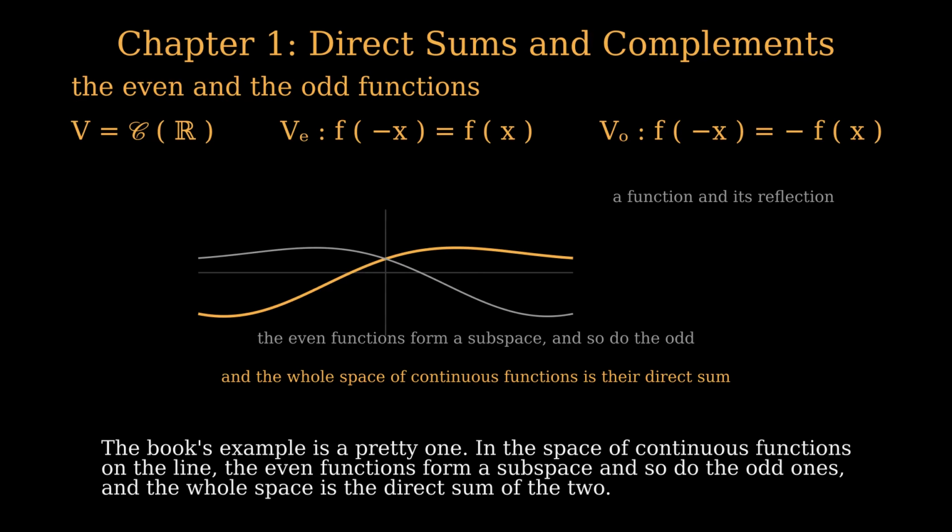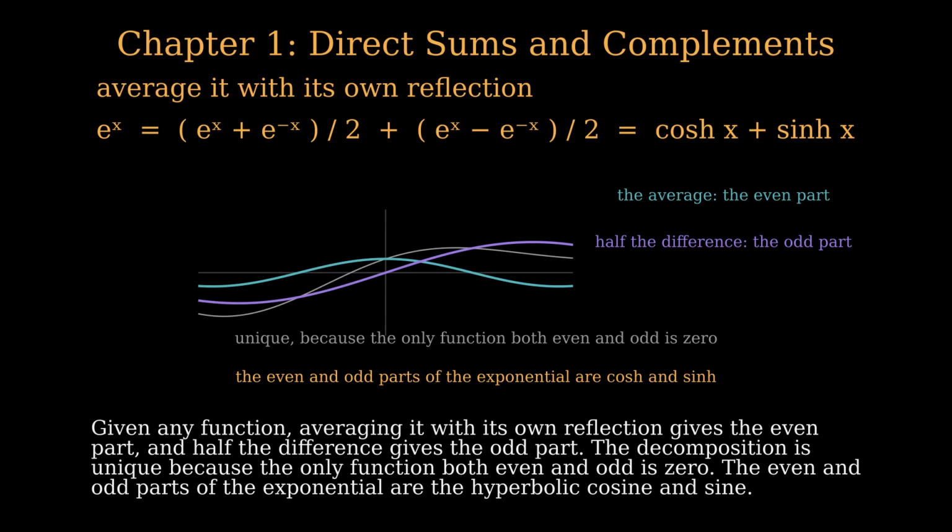The book's example is a pretty one. In the space of continuous functions on the line, the even functions form a subspace, and so do the odd ones, and the whole space is the direct sum of the two. Given any function, averaging it with its own reflection gives the even part, and half the difference gives the odd part. The decomposition is unique because the only function both even and odd is zero. The even and odd parts of the exponential are the hyperbolic cosine and sine.